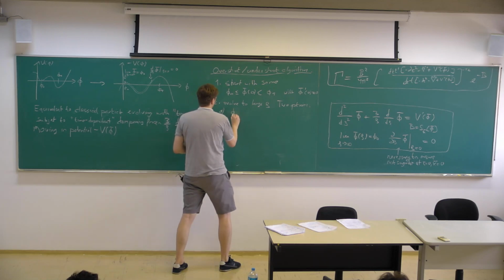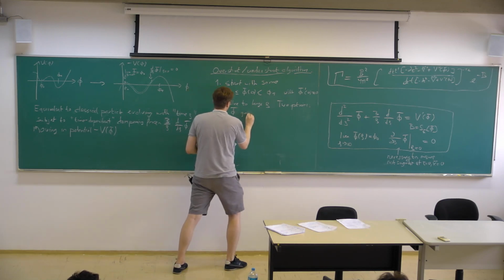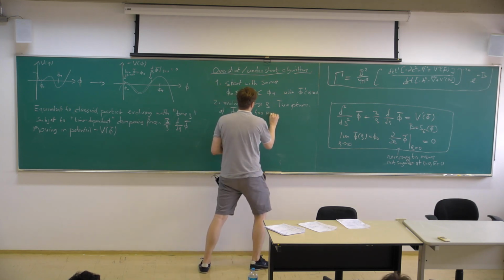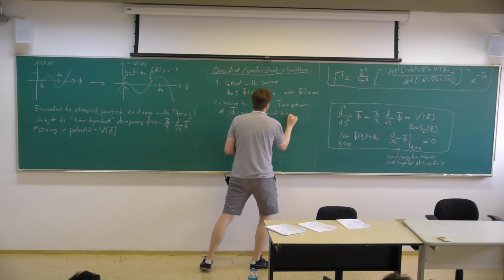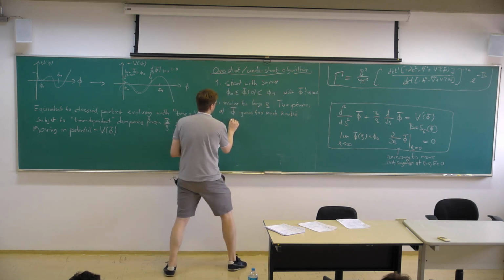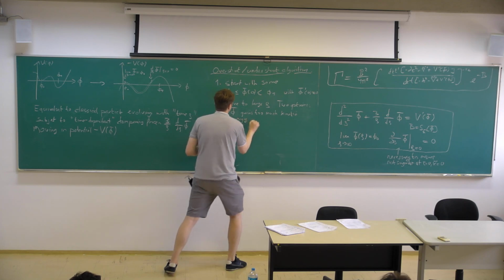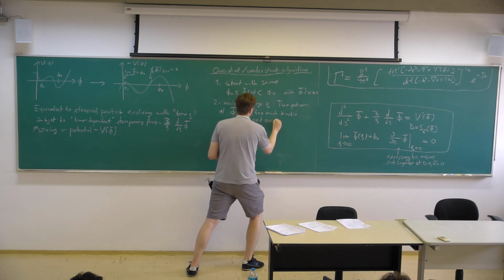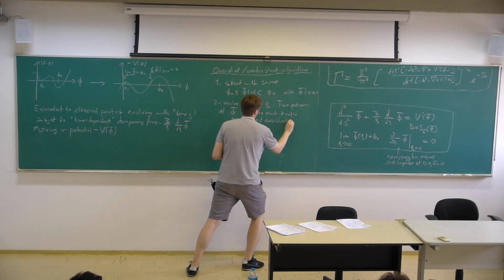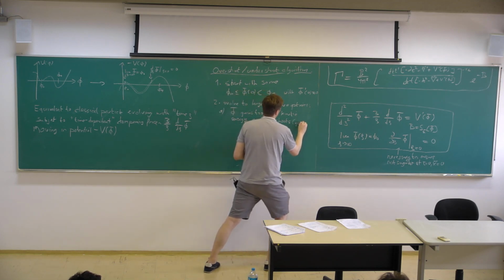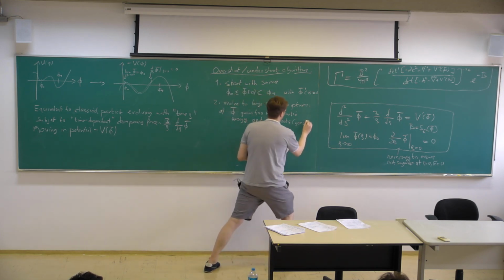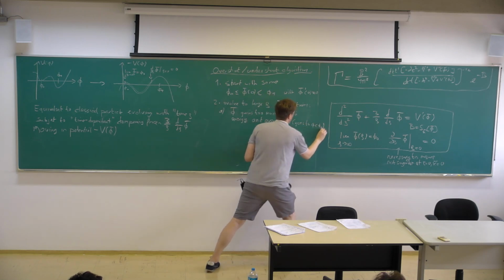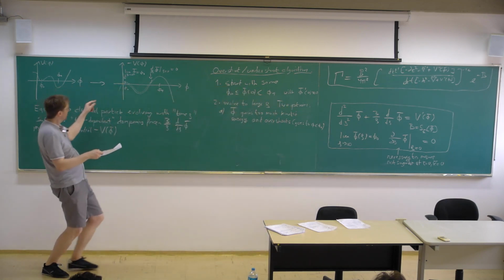So two options: phi has too much kinetic energy and overshoots. And that means it evolves to values phi less than phi naught. Right? It overshoots, it goes to this side.